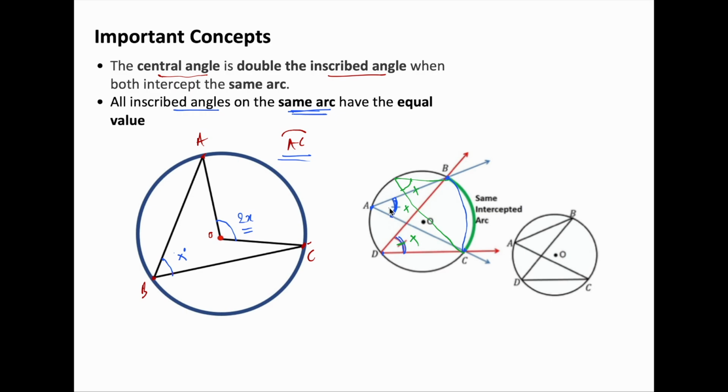This angle equals this angle equals this angle. This angle will be the same as this angle, and this angle will be the same as this angle, because angle A and angle D share the same arc BC, whereas angle B and C share the same arc AD.